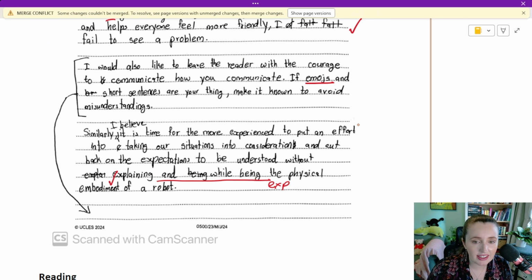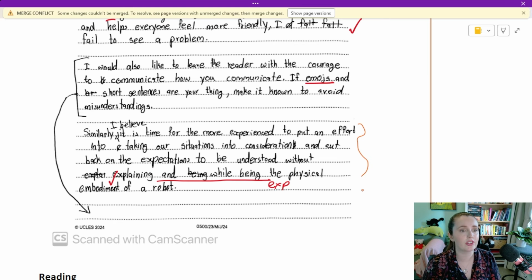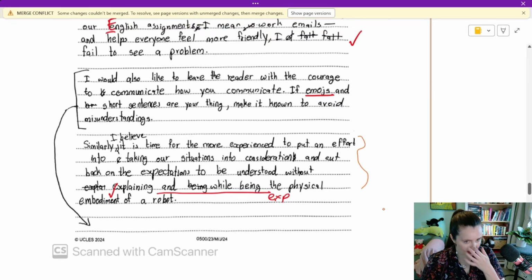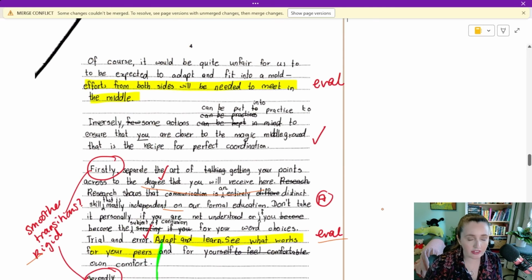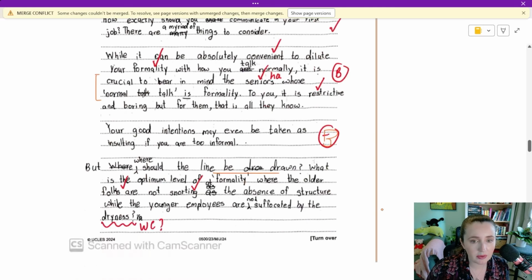Here, if she would have said, what's the effort? Why don't you train? Why don't you learn how the style of our speaking that could be a benefit for these reasons? She would have got some evaluation. I would also like to leave the reader with the courage to communicate how you communicate. If emojis, spelling error, and short sentences are your thing, make it known to avoid misunderstandings. That maybe could be evaluative. Maybe a little. So there's a fair number of explicit points and we've definitely got some evaluation.